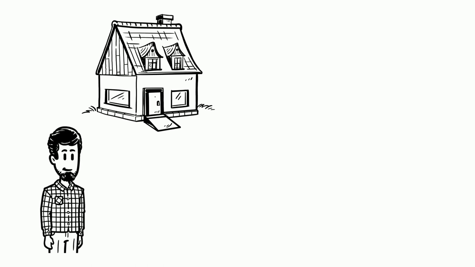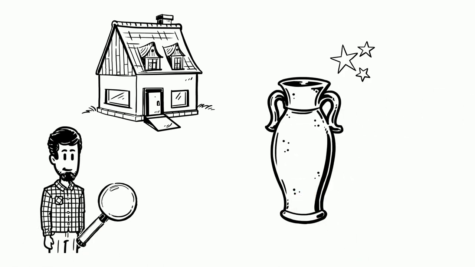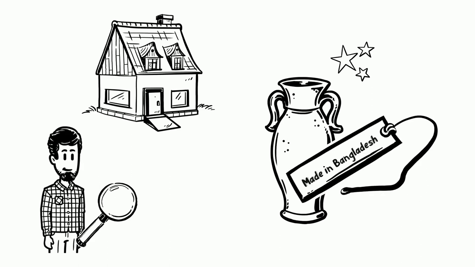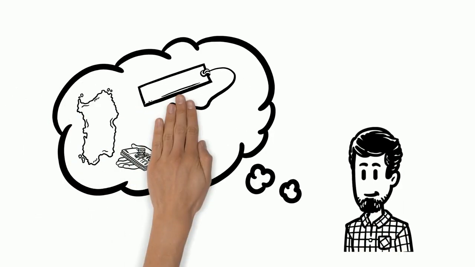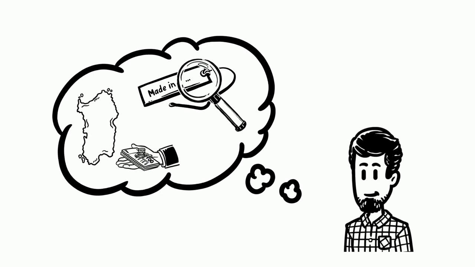Back home, he decides to have a closer look at the souvenirs he bought on earlier trips. There is this beautiful vase he brought home from Tunisia. Looking at the label on the bottom, he notices the inscription "Made in Bangladesh" for the first time. If I want to help the local economy, I really have to pay attention to the origin of the products, he thinks.